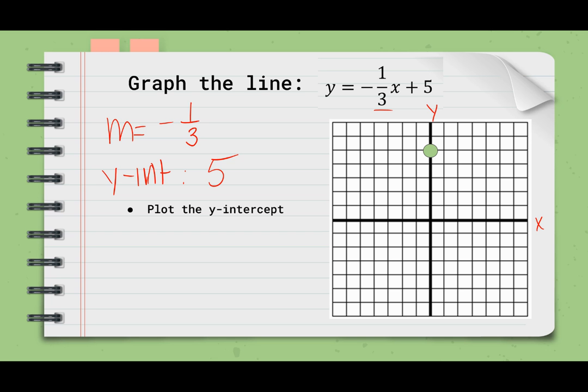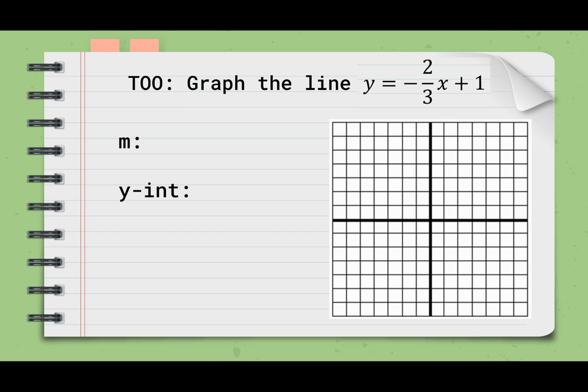Then the slope tells me to go either down 1 and to the right 3, or up 1 and to the left 3. So I'm going to go down 1. That's a negative 1 move. And then 1, 2, 3. And then the other point, and I make my line. So you'll really only need 1 on Delta Math in certain sections, and then other sections will want you to do 3 or more. So you're just using your slope to get you more points.